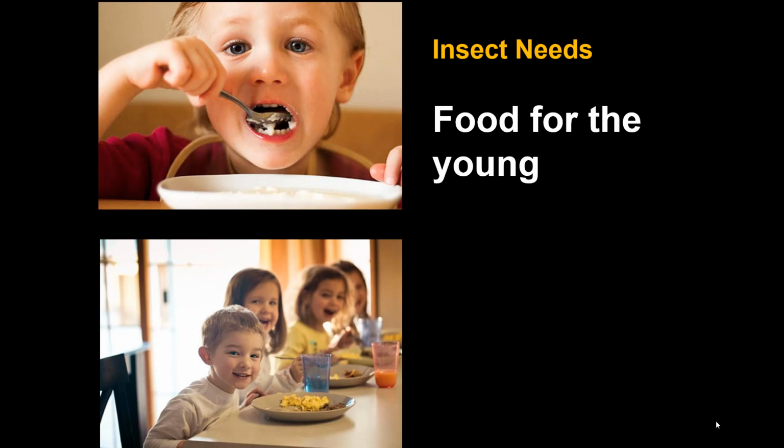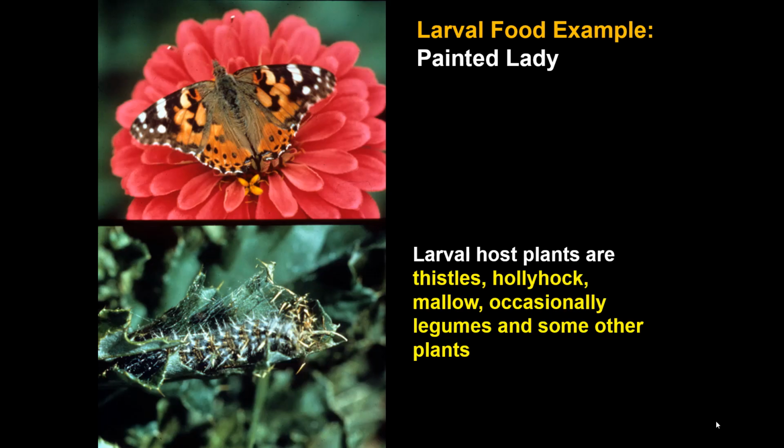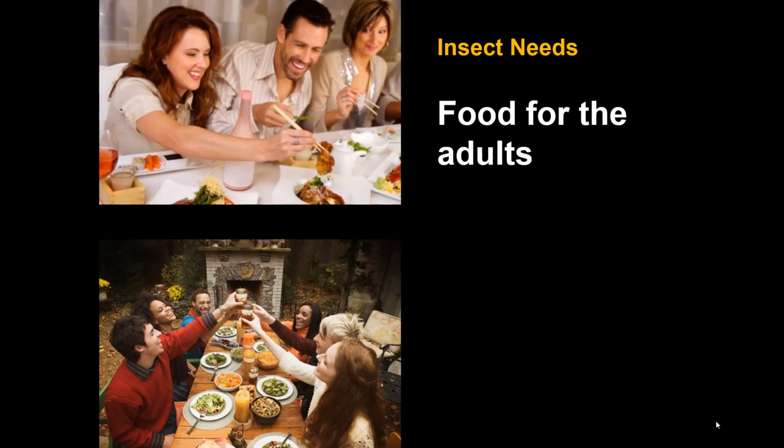So, food needs for the young. We've got food needs for our young, and bugs have got food needs too. So, for example, when we're talking about butterflies, the part of butterfly gardening that's most important is what kind of plants can be put in the landscape to support the caterpillar stages that turn into the butterflies or moths or whatever we're talking about here. And in this case, painted lady, it would be certain kinds of thistles or hollyhock, mallows, sometimes some legumes, but whatever they need.